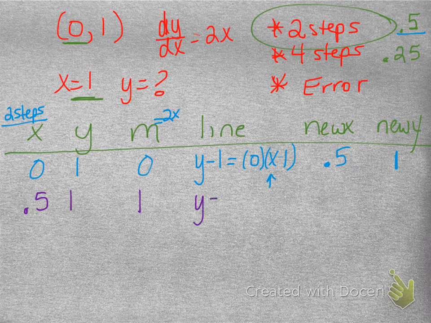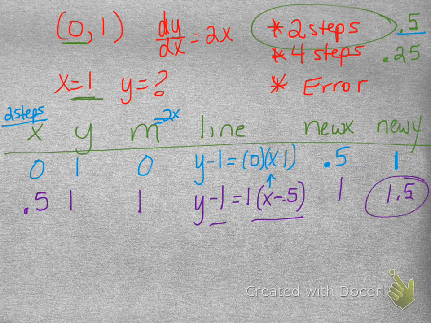So y minus y1 equals m times x minus x1. And then if I add 0.5 to go up one more time, I get 1. This is 2 steps. Plug in the 1. 1 minus a half is a half. A half times 1 is a half. Add 1, so I get 1.5. And that's my approximation after 2 steps.